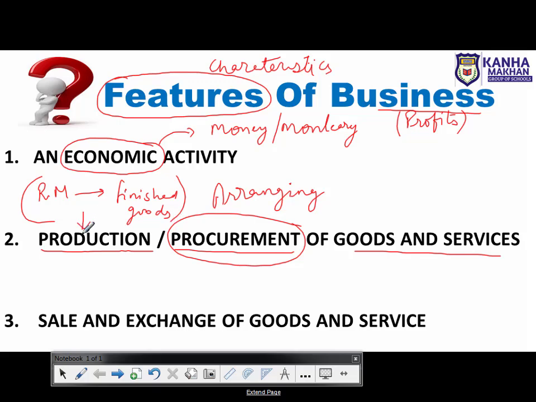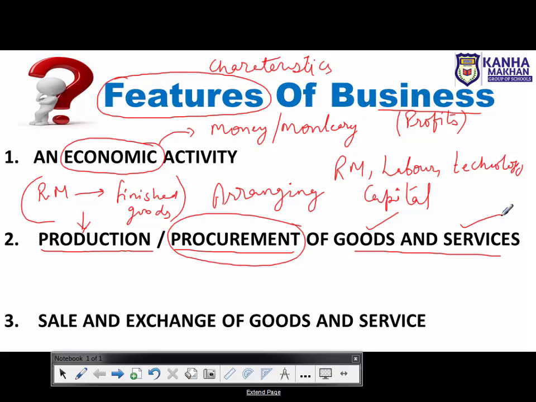For producing the goods, the businessman has to arrange all the resources, like raw material, labor, technology, capital, etc. These are the different resources a businessman has to arrange. And a business can be of goods or services. There is no restriction in this.